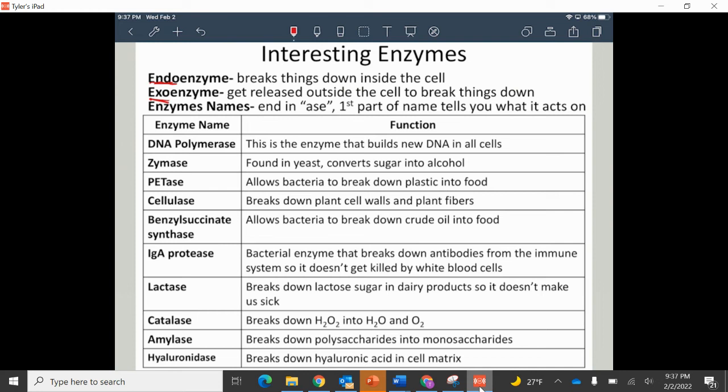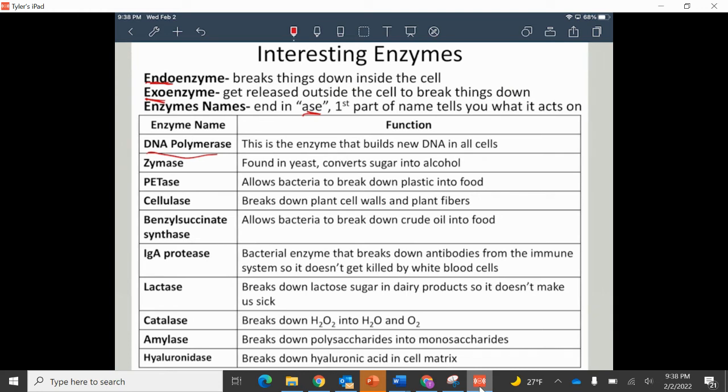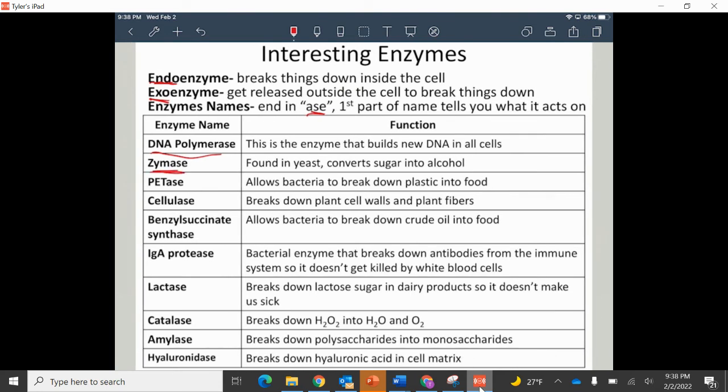Okay. We already talked about how enzymes often end in ACE. And these are just a few on our list here of enzymes that you might run into or important enzymes. DNA polymerase, this is the enzyme that builds DNA for cells. There's an enzyme, zymase. This is the enzyme in yeast that is able to ferment sugar into alcohol. So whether you're making beer, wine, whiskey, ethanol for cars, whatever it is, this enzyme, zymase, is one that converts sugar into alcohol. And so that's a huge industry there.